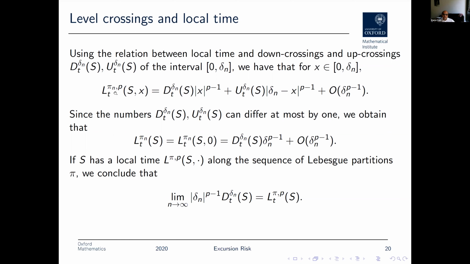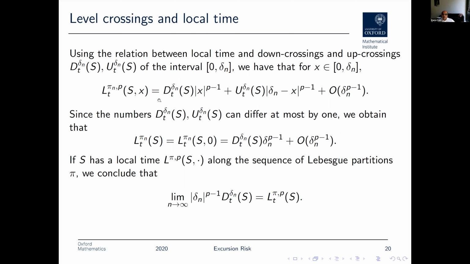So what we showed is that the local time of order p at a level x, where now I'm going to take x inside this interval 0, delta n, a small level, is going to be of this type: the number of down crossings, so these are the delta excursions, times x to the power p minus 1, plus the number of up crossings times delta n minus x to the power p minus 1. So in this case, the interval a, b is 0, delta. So here we get x minus 0, and here we get delta n minus x.